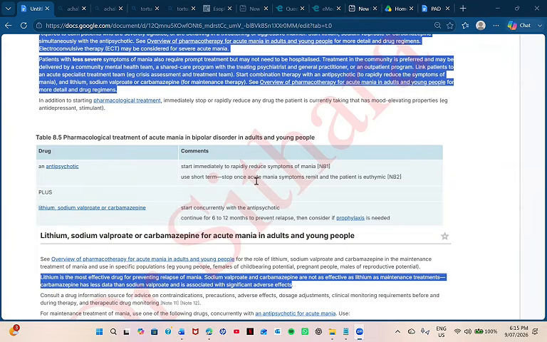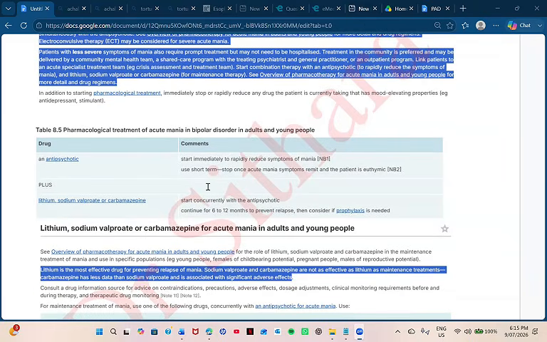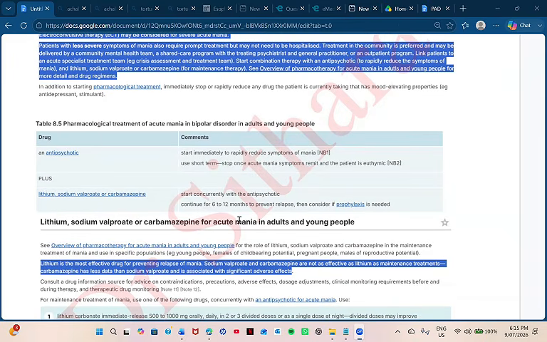Use it short term, and stop once acute mania symptoms remit and the patient is euthymic, right? At the same time, you have to start lithium, sodium valproate or carbamazepine as a maintenance treatment. Start concurrently with the antipsychotic, continue for 6 to 12 months to prevent relapses, and consider whether prophylaxis is needed, right? So this is the management.